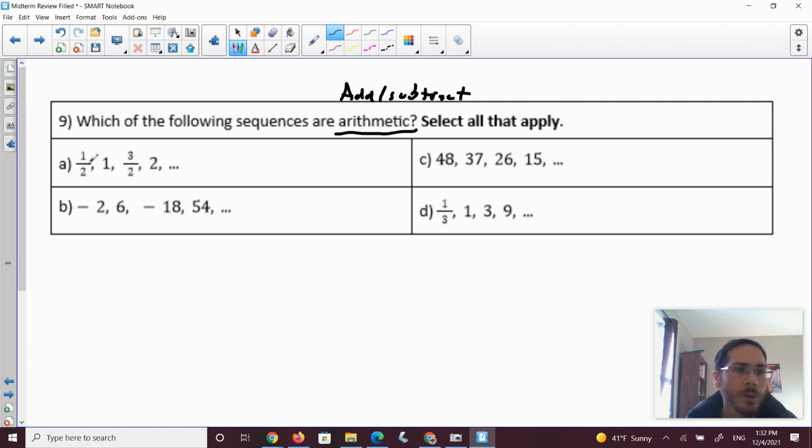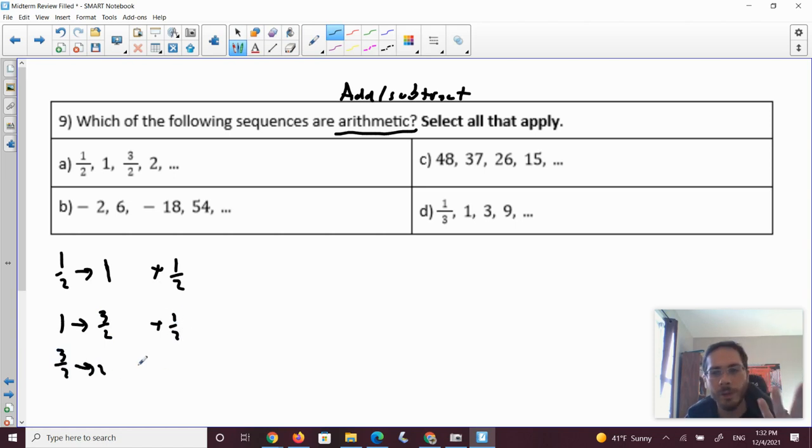So for the first one, to go from 1/2 to 1, we have to add a half. Not plus or minus, just plus a half. If I want to go from 1 to 3/2, we're adding a half. If I want to go from 3/2 to 2, I'm also adding a half. Since those are all the same, choice A works out.